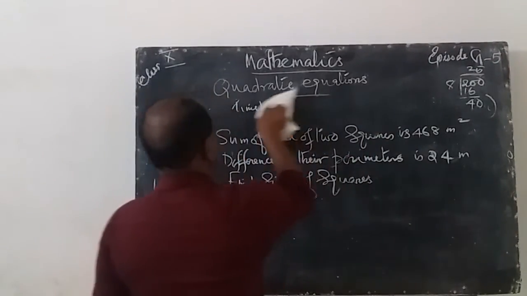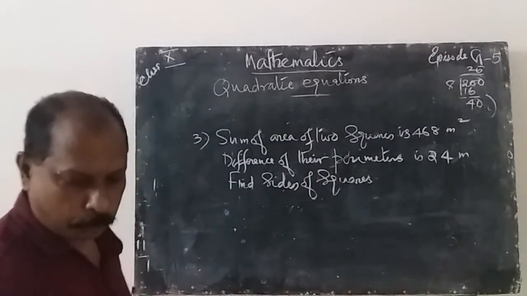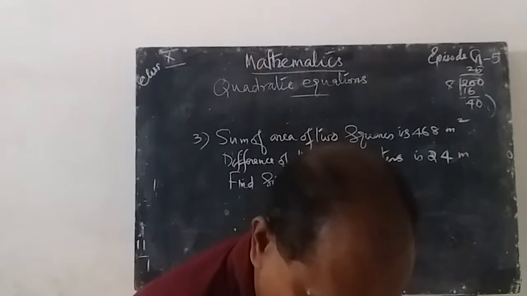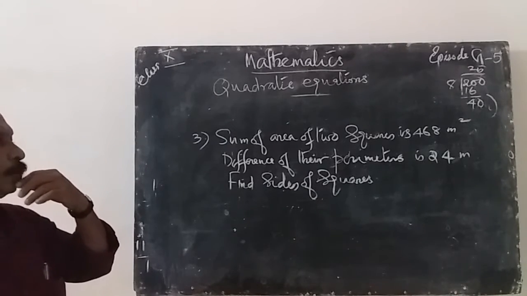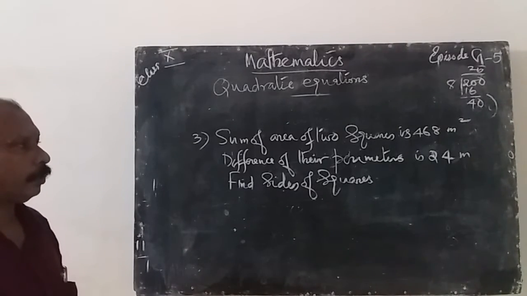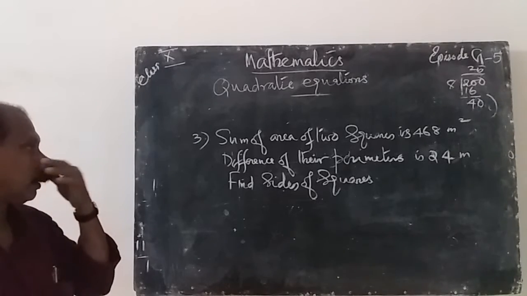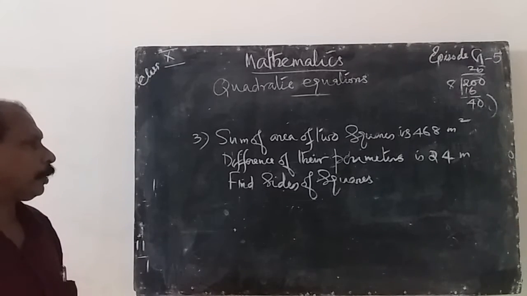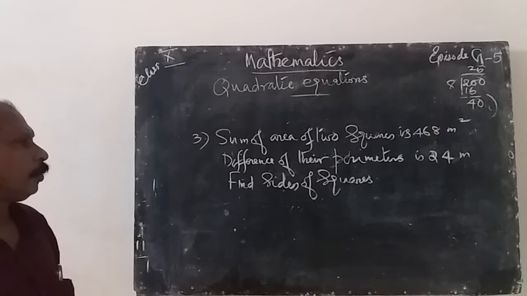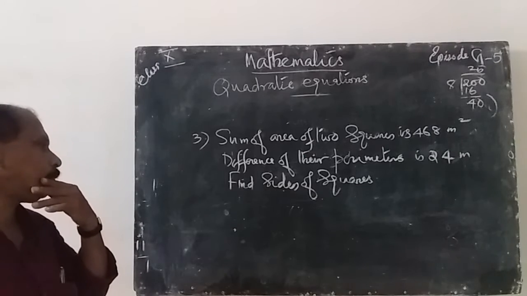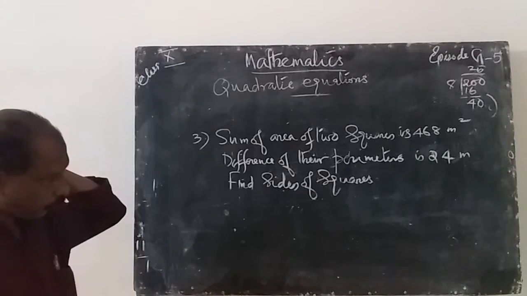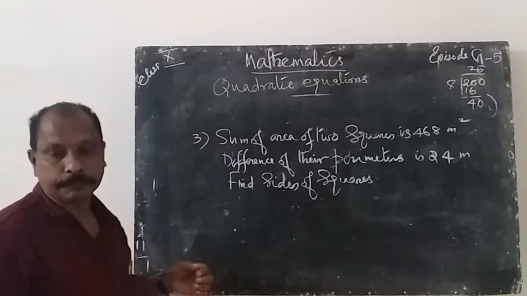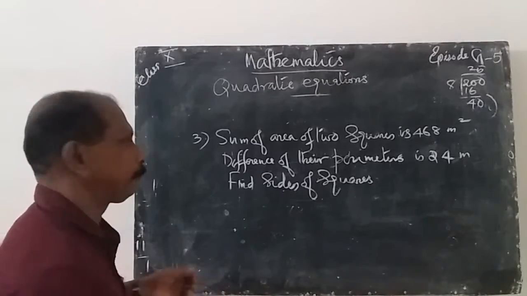Then the third question is also a word problem. The third question is: sum of area of two squares is 468 meters square. Difference of their perimeter is 24 meter. Find the side of the squares. That is the question. Okay.